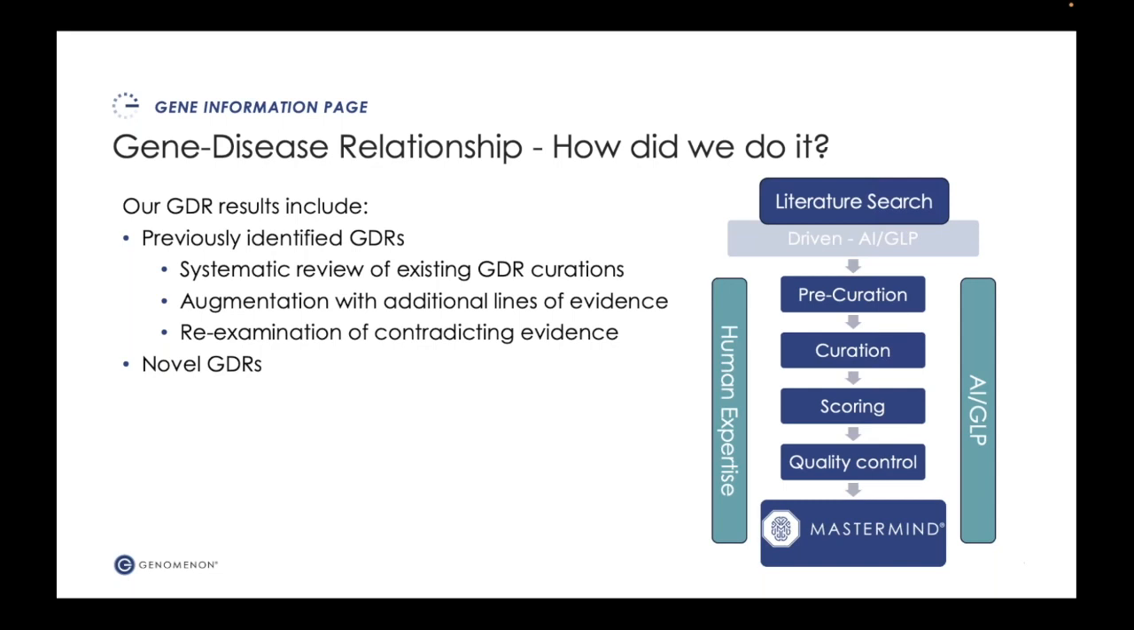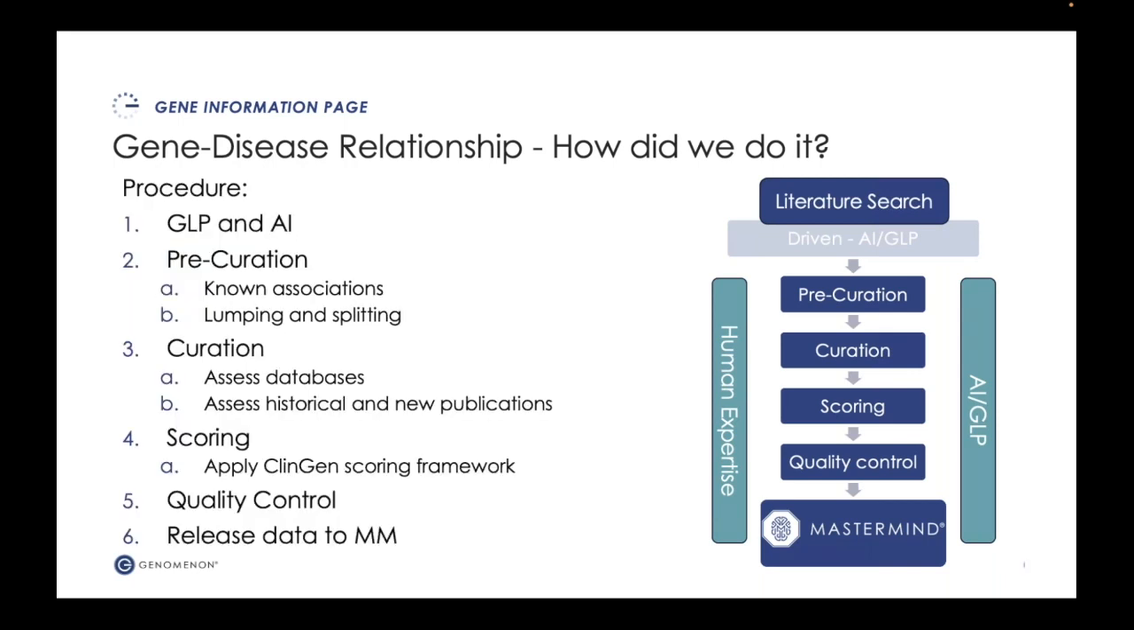After that review of the existing curations, we really spend a lot of effort to augment that data with additional lines of evidence when available. And additionally, we also have steps to re-examine any of the contradicting evidence and see if there's any valuable information that might bring more insight to that contradiction. On the other hand, as I stated earlier, we have very many novel gene disease relationships in our database as well. Next slide. As you can see on the right, we have a summary image of the general procedure that we follow.